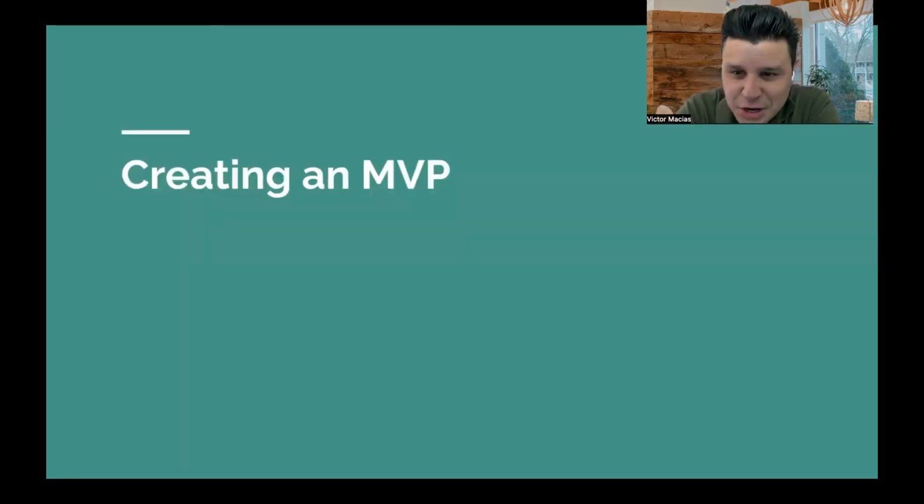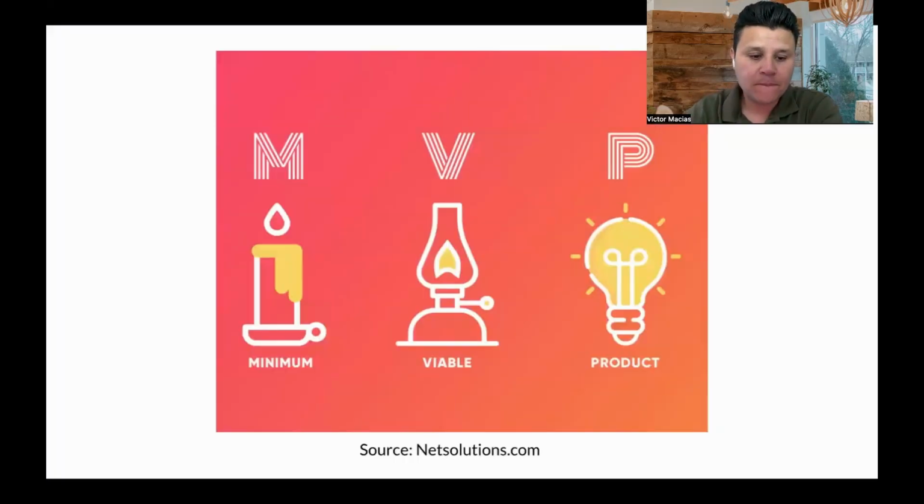So here's where it starts to get good, and here's where it starts to get fun. We have an idea. We think it's going to work. How do we know it's going to work? Well, we do that through this process called an MVP. And an MVP is basically what is the simplest way for you to display your solution to see if people want it.